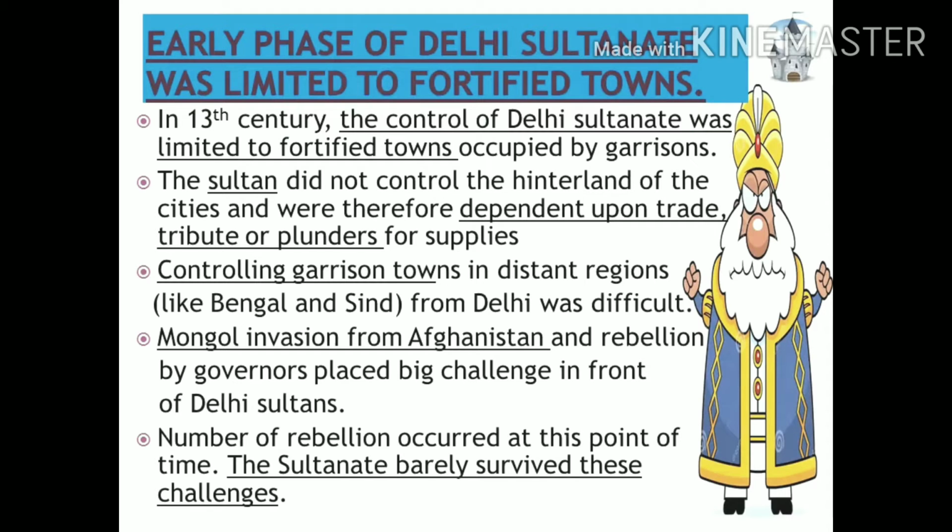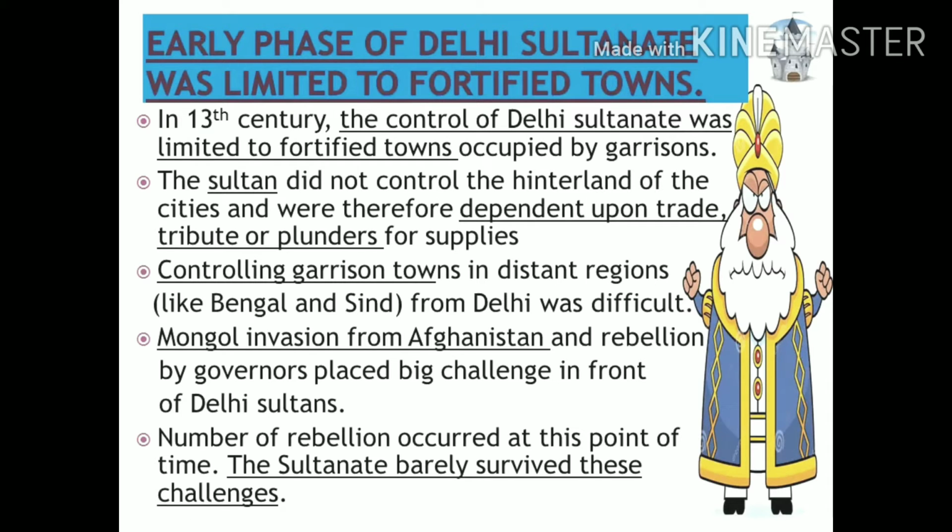The Sultans did not control the hinterland of the cities. That means the Sultans did not control all the area from where goods came to Delhi. So for supply of goods like eatables, clothing, jewelry, etc., they were dependent upon trade, tribute or plunder. That is, they either had to buy all the goods, or someone would give them as a gift, or they had to plunder.